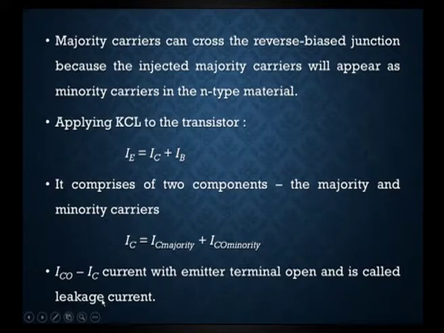This is called the leakage current when we say that the other junction is reverse biased while keeping the emitter terminal open. When we say that the other junction is reverse biased, at that time ICO, the collector current with the emitter open, gives the leakage current, because a very small current flows due to the minority carriers. That is what is called the leakage current.